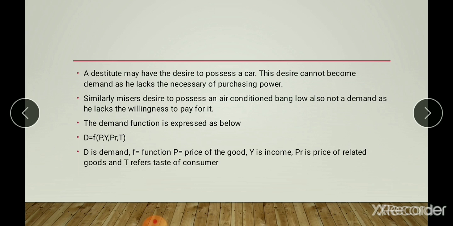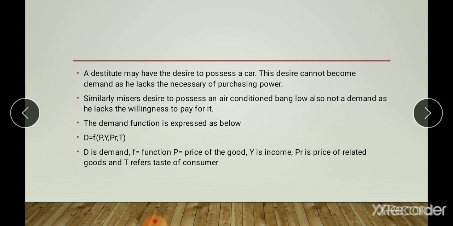A destitute may have a desire to possess a car. Destitute means poor. A poor person may have a desire to purchase a car. This desire cannot become a demand. Why? He lacks the necessary purchasing power. He does not have the ability to make a payment to the producer because a car is very costly to him. So this cannot become a demand.